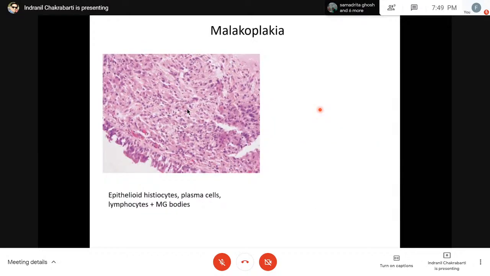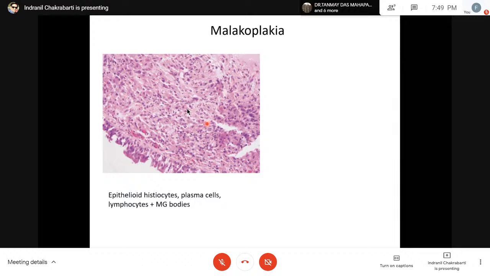Now Malakoplakia, we all know that Malakoplakia usually affects the genitourinary organs, and these result from defective phagocytic or degradative function of the histiocytes. So Malakoplakia means, malako means soft and plakia means plaque. So we get soft plaques in the bladder, but Malakoplakia can also present in lung biopsies. So what we get are histiocytes admixed with plasma cells and Michaelis-Gutmann bodies.